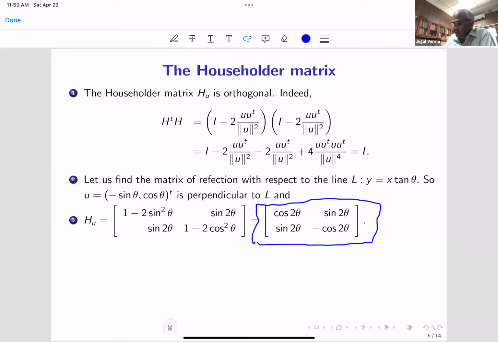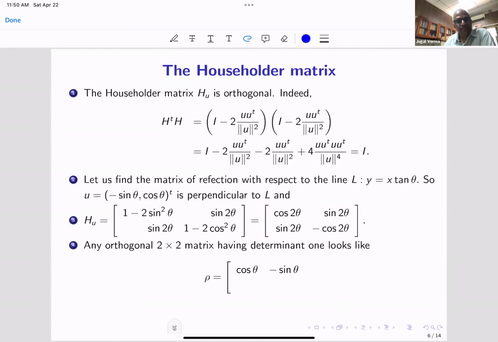And you can check that the column vectors are unit vectors and they are perpendicular. Another thing that you notice is that the determinant is minus one. Determinant of HU is minus one. And this is clear because the Householder matrix has one eigenvalue equal to minus one and n minus one eigenvalues which are equal to one. So the determinant turned out to be minus one.